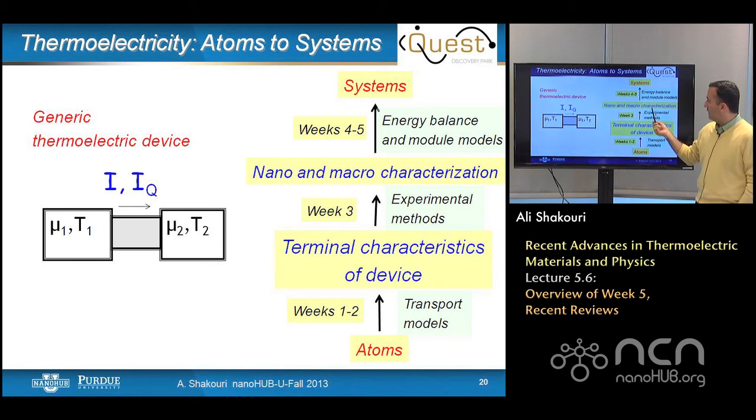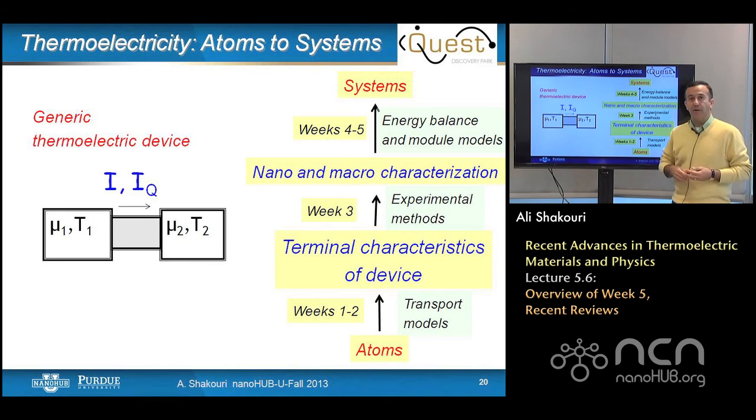Then in weeks 4 and 5, we looked at thermoelectrics from a broader perspective of what are the system constraints. At the end, if you want to make cooling on a chip or you want to make power generation in a power plant, how you should optimize it. So it's important to consider the system constraints, what are the system boundary conditions. The homework in week 4 allowed us to change the parameters of the system and then look at different material properties and the impact they could have on energy conversion.